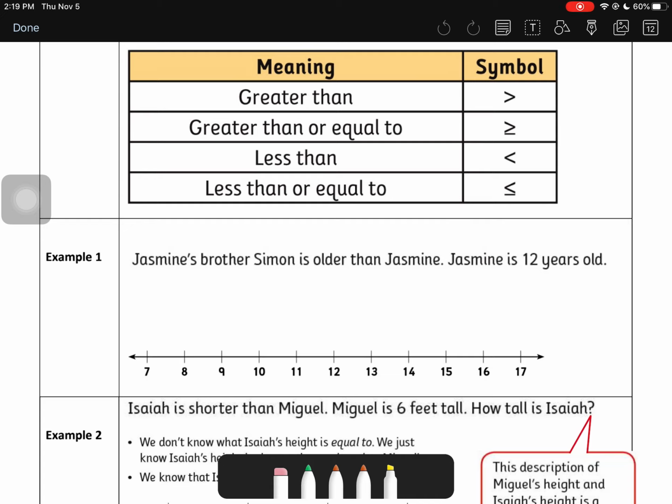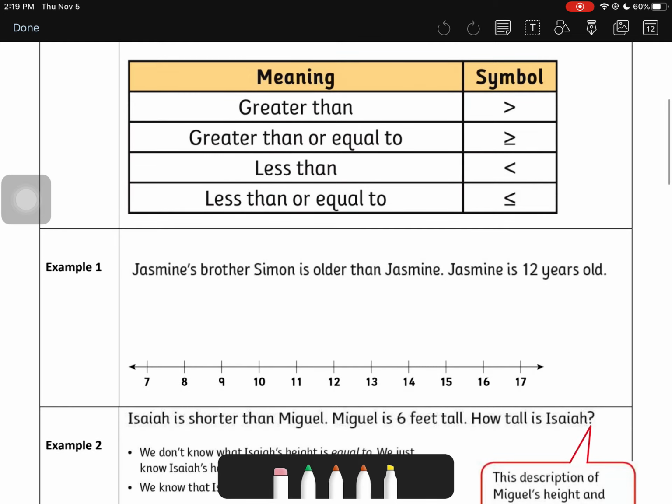So Jasmine's brother Simon is older than Jasmine. Jasmine is 12 years old. So we're talking about Simon, and we don't know about Simon. So we're going to call Simon a variable. I'm going to say X. He's older than Jasmine. Older means bigger. Older means greater. And greater than Jasmine, who's 12.